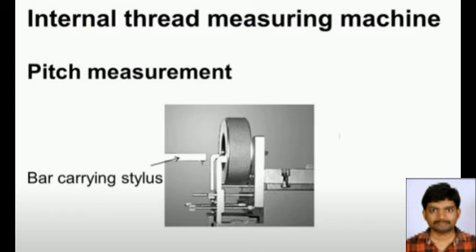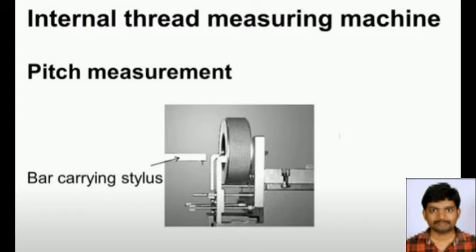So the bar moves into the groove of the thread up to the pitch line. With the help of the micrometer, the reading is taken. Similarly, move on to the next and it gets seated, and the reading is taken. Then the difference will be the required pitch of the internal thread. So I hope everyone understands this internal thread measuring concept, the pitch of internal threads.